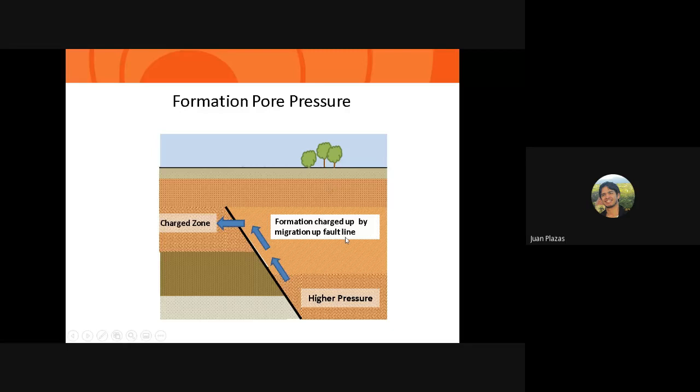Again, same thing here. The higher pressure formation zone is communicated with this shallow formation. So we'll charge the zone and the fluids are migrating, and you will see formation pressure higher than expected.